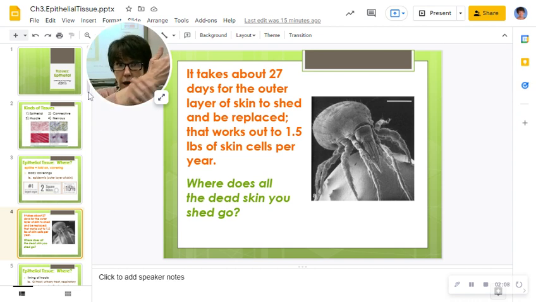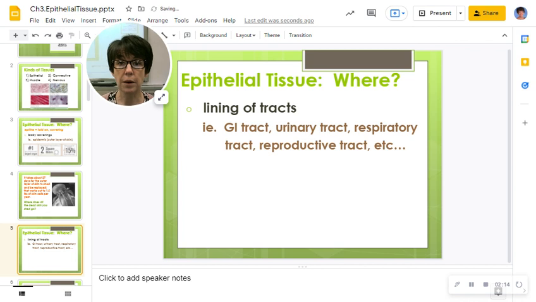So that's the big one. The epidermis is a major kind of epithelial tissue. And the other place we find epithelial tissues is in the lining of tracts within the body. So a tract is simply like a tube that either goes all the way through the body, like the digestive system, or has an opening to the outer environment.